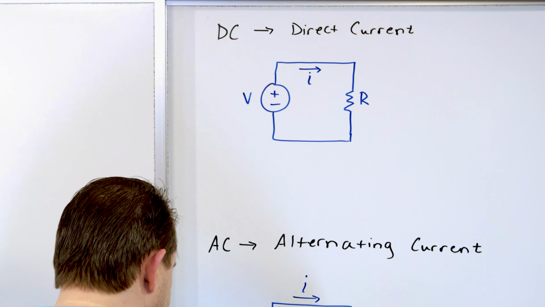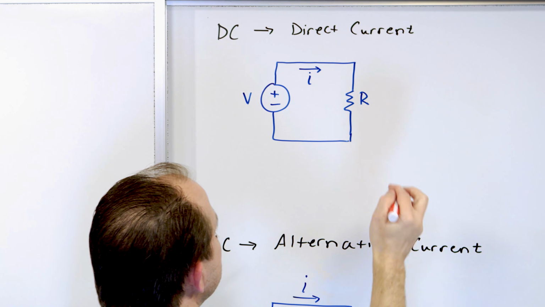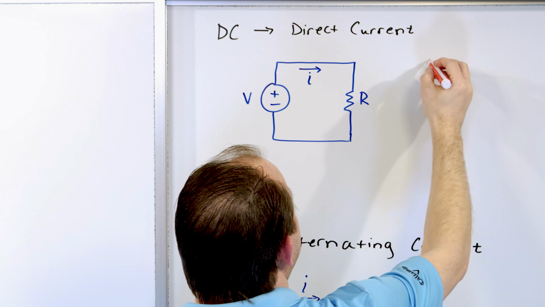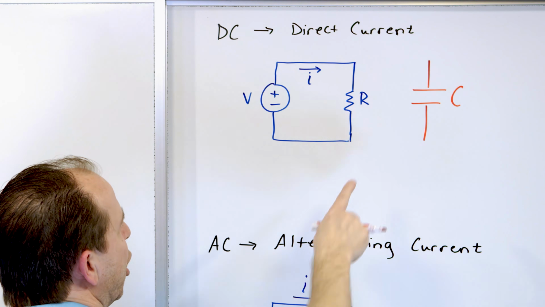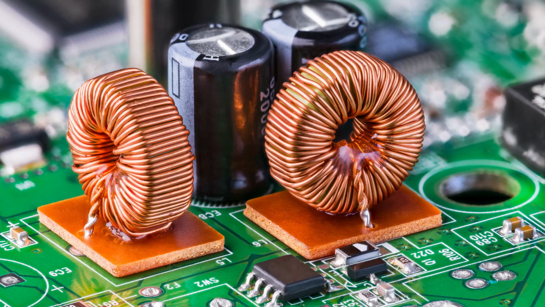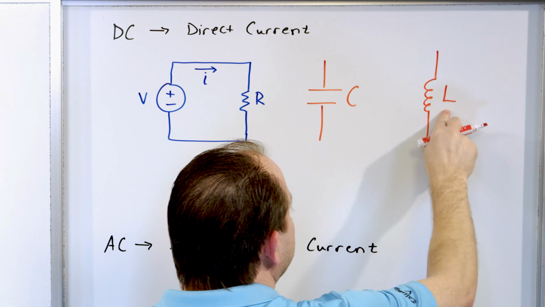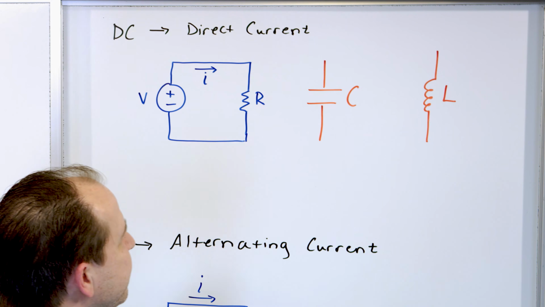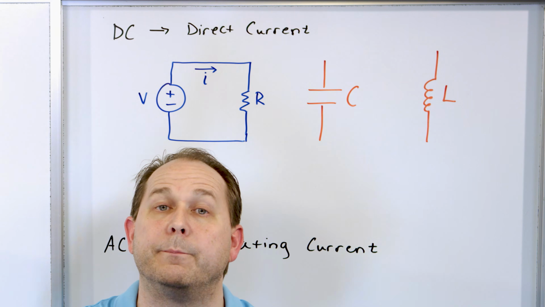Now I put a resistor here to have something in the diagram, but just know that in real life, you may not only have resistance here, you might have capacitors here. The circuit symbol would be these little open plates right here. Or you might have inductances, right? Which we label L for inductance. So an inductor is just a coil of wire, and a capacitor is two parallel plates with a gap.